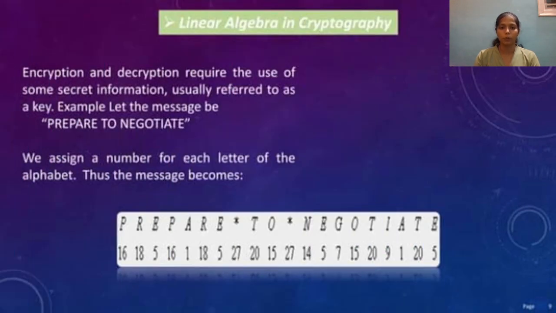Linear algebra in cryptography. Encryption and decryption require the use of some secret information, usually referred to as a key. Example: let the message be "prepare to negotiate". We assign a number to each letter of the alphabet. The message becomes numbers as shown in the image. Each alphabet is assigned a number, that is 16, 18, 5, 16, 1, 5, and so on, until the letter E in the sentence, which represents the number 5.